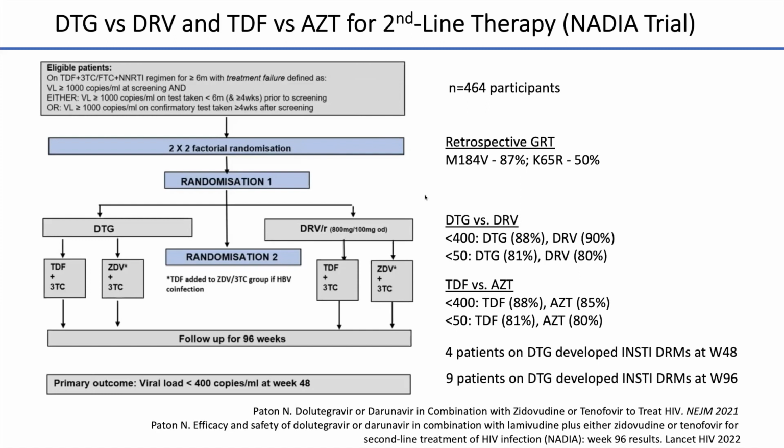So by week 96, 9 subjects who received dolutegravir developed INSTI mutations, but 6 of those patients were in the AZT arm, and they developed much higher levels of cross-resistance to the other INSTIs, while only 3 of those patients were on the tenofovir arm. So paradoxically, tenofovir did better than AZT, but that's likely because tenofovir is a more potent drug than AZT, and AZT also requires twice daily administration.